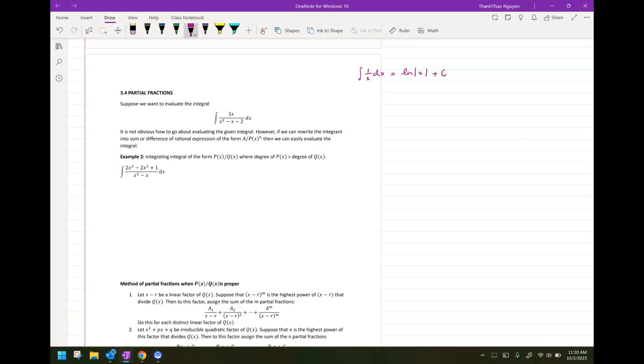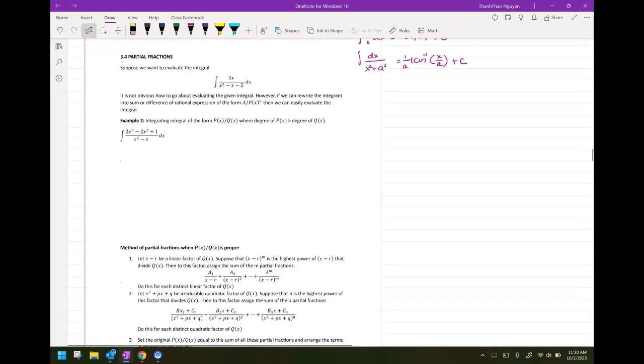So these are the types that we can do, or we can have the type where we have dx over x squared plus a squared, and this gives the inverse tangent. Okay, so we want to rewrite the integrand into something that we know how to integrate.